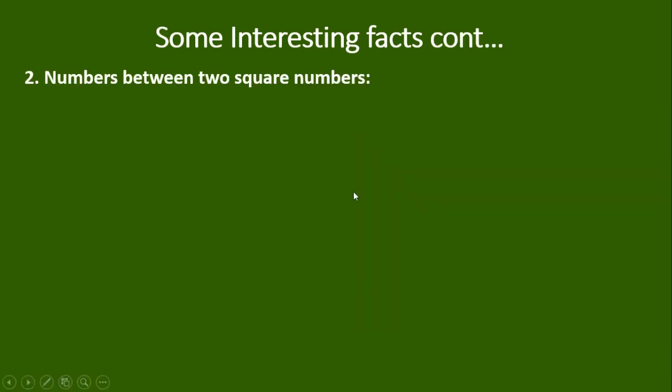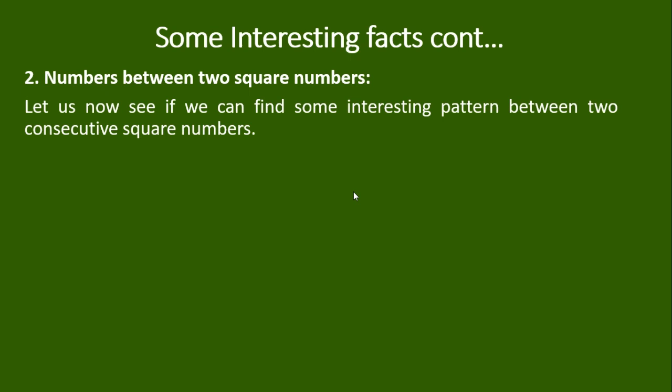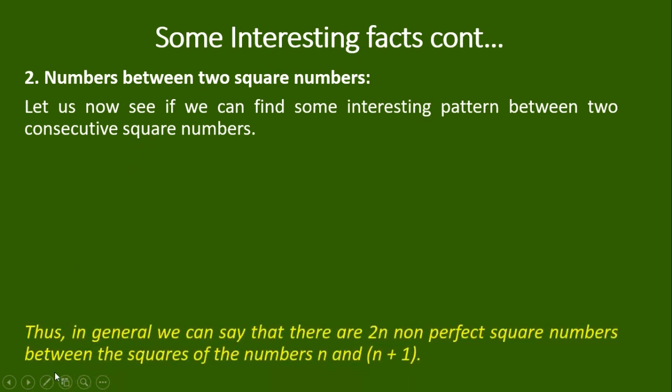The next fact is numbers between two square numbers. Now, let us see if we can find some interesting pattern between two consecutive square numbers. For that, consider the number 1. This is the first square number, that is 1.